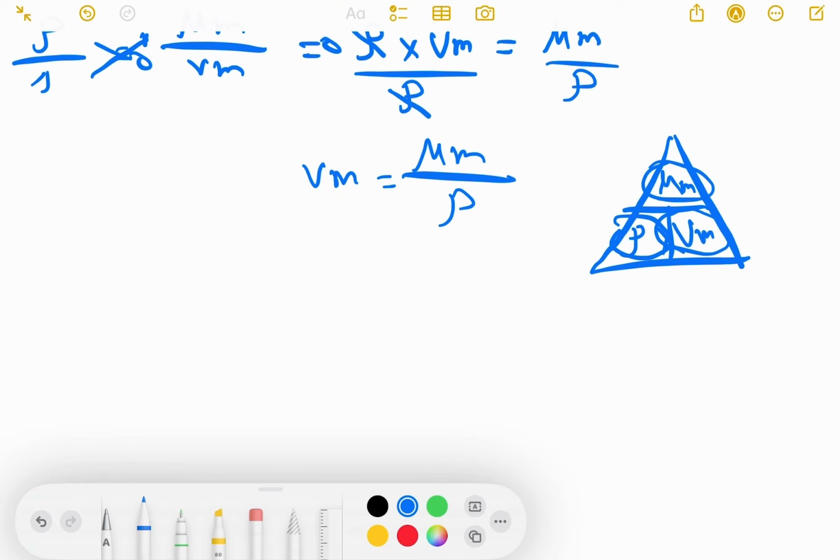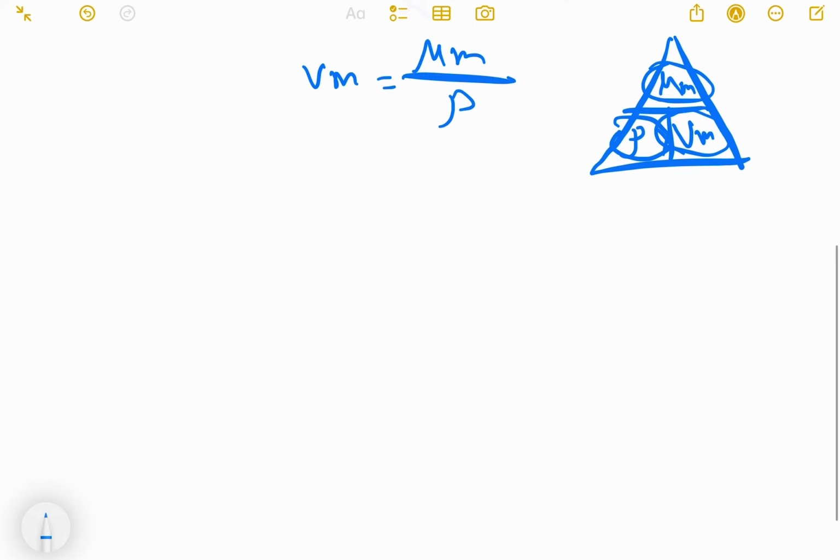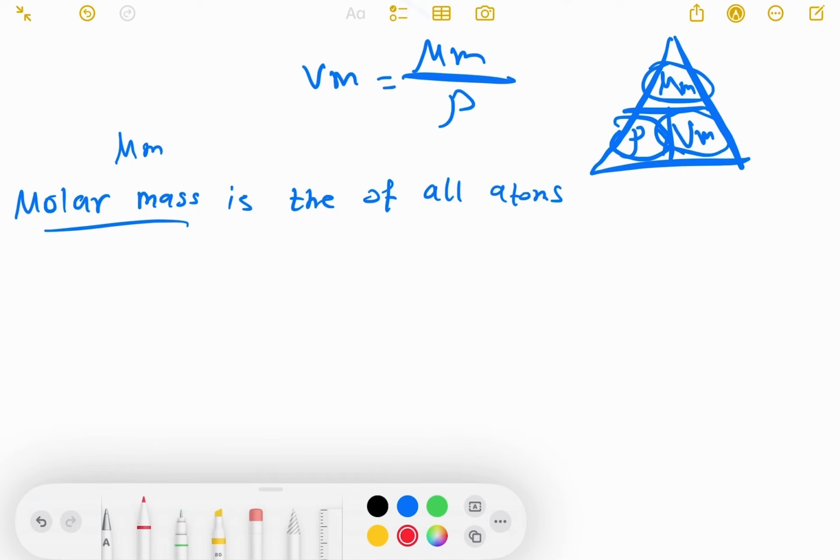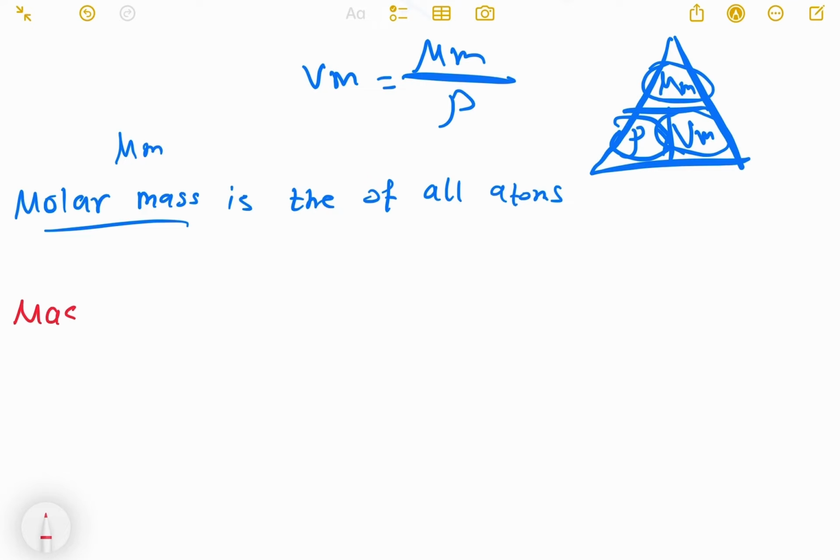When you say molar mass, let's write this here. Molar mass is the mass of all atoms. Careful, this is the molar mass of all atoms. When you say molar mass, which is capital M, it's the M, okay? But what if you want to find the mass of a single atom or of a molecule?